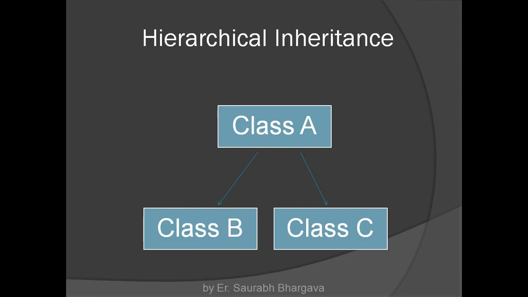Hierarchical inheritance, in which two or more classes are derived by a single class. This is called hierarchical inheritance.